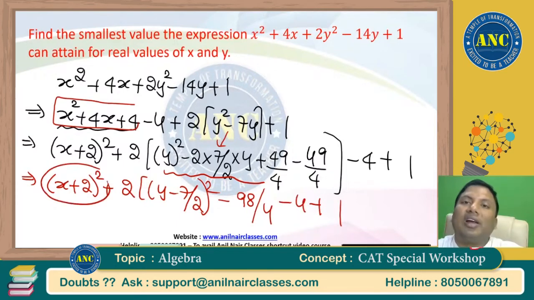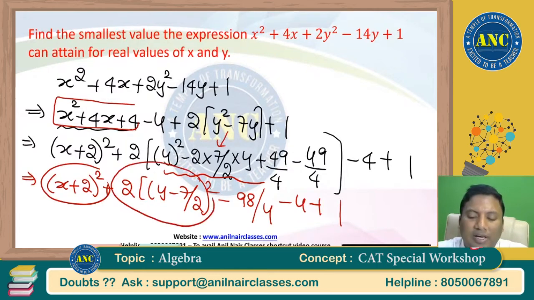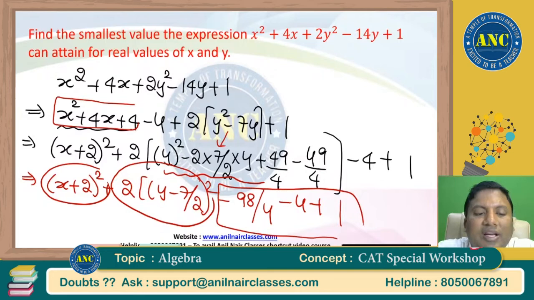This is a square value. A square value is always greater than or equal to 0. Whatever value you get from this is the smallest value of the expression.